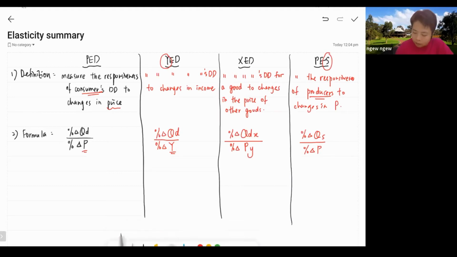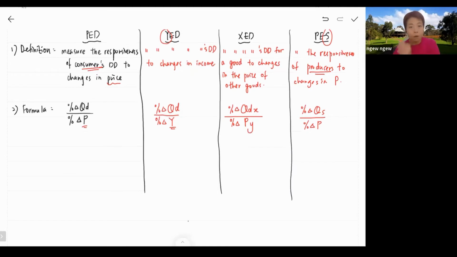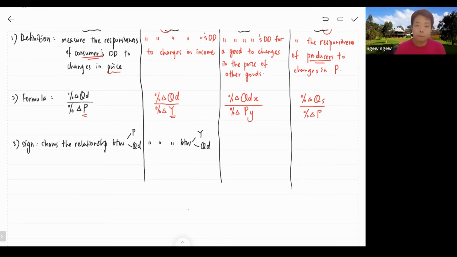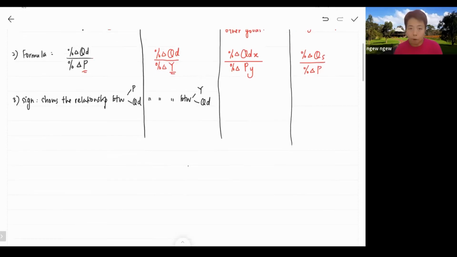And moving on, in the learning of the elasticity concept, after we know the definitions and formula, we need to look at the sign. As mentioned, the sign is basically showing you the relationship between the two variables. So if it is PED, the relationship between price and QD. Likewise, for YED, it's showing you the relationship between income and quantity demanded. So this time around, we will break it down and do it one by one.